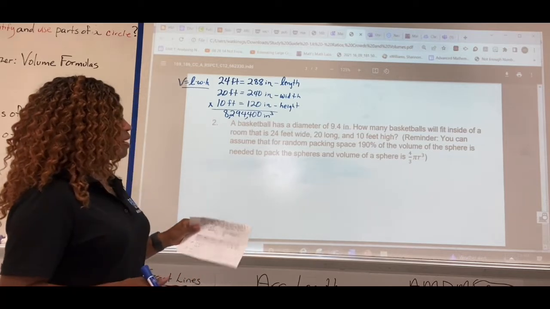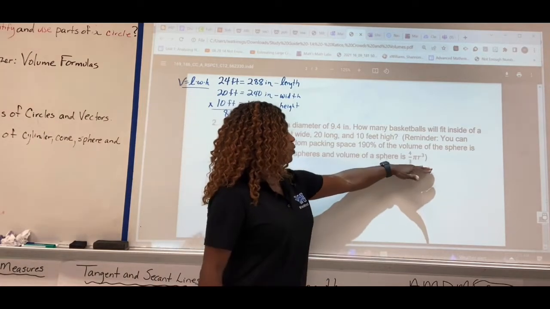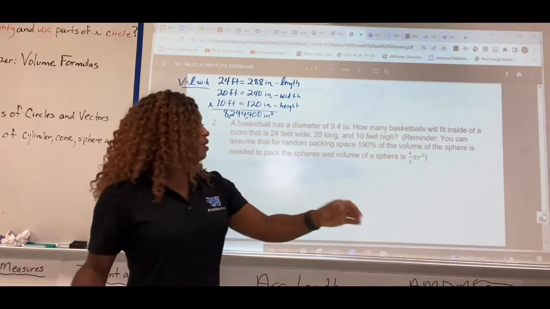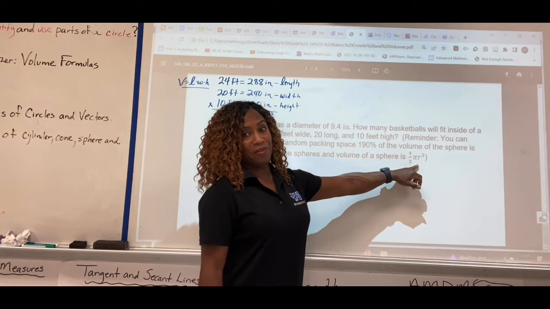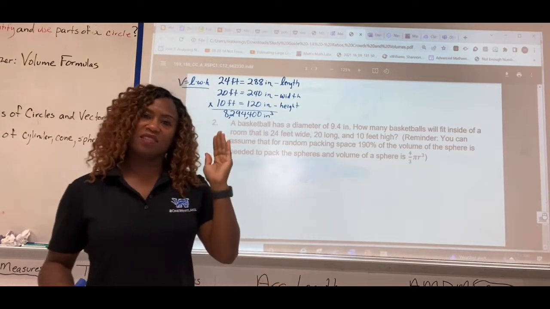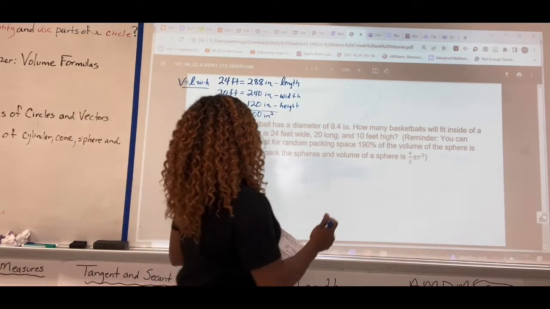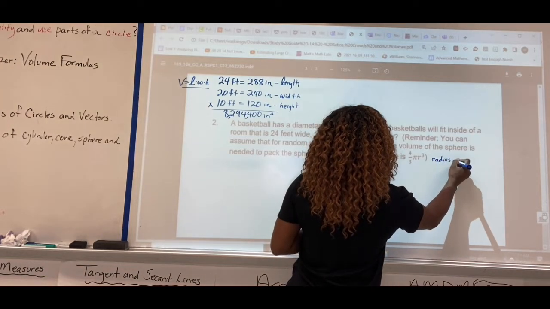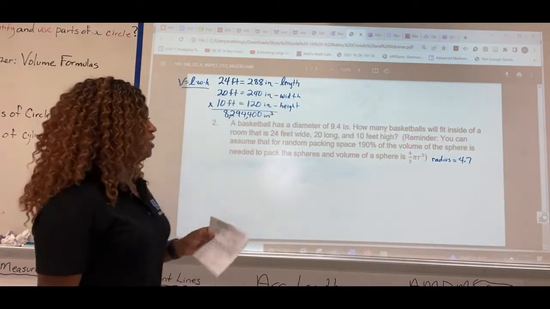We're told it has a diameter of 9.4 inches, but look at the formula for a sphere. And a sphere, of course, is a rounded ball. It's 4/3 times pi times the radius cubed. I don't have the radius, I have the diameter. Now how do we find the radius? We split the diameter in half. So if I split 9.4 in half, I'll have a radius of 4.7. So I have my radius, and I can use the formula.